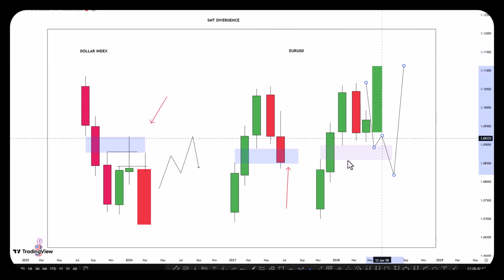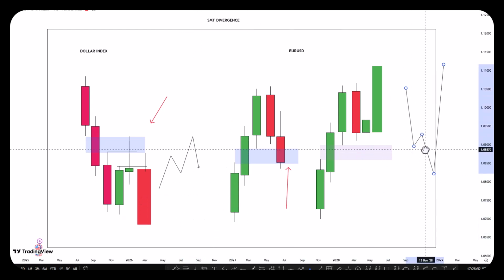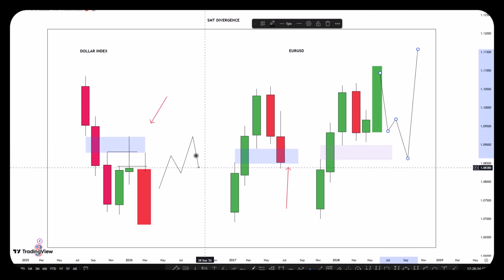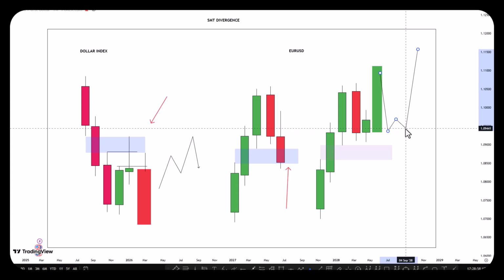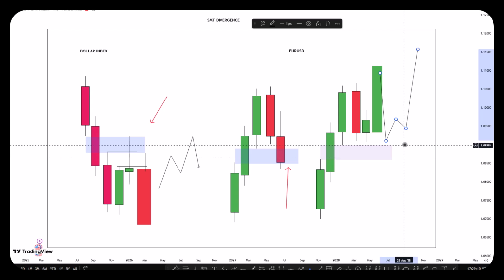Remember I told you, once the dollar index makes a higher high, Euro USD makes a lower low. So we are supposed to see something like this here if we change it to a lower time frame structure. But if we see something like this, there is a divergence. Dollar index is making a higher high, but Euro USD is not making a lower low. So that is what we call divergence.